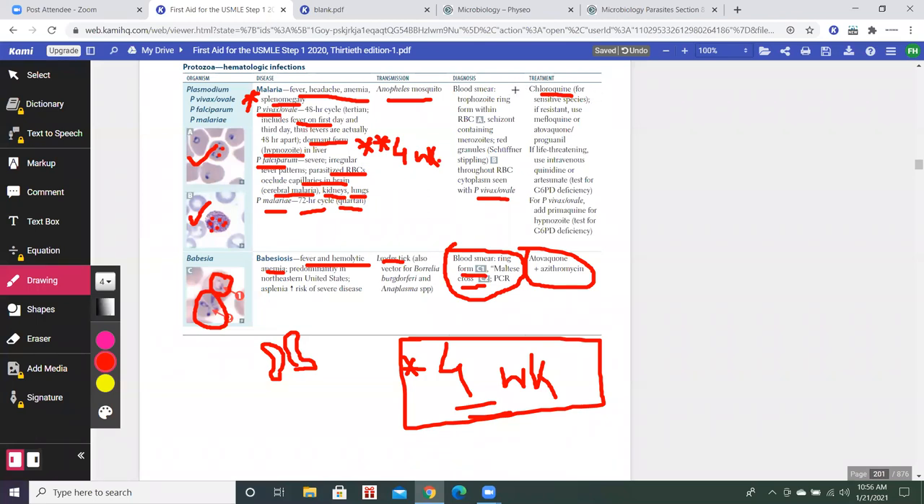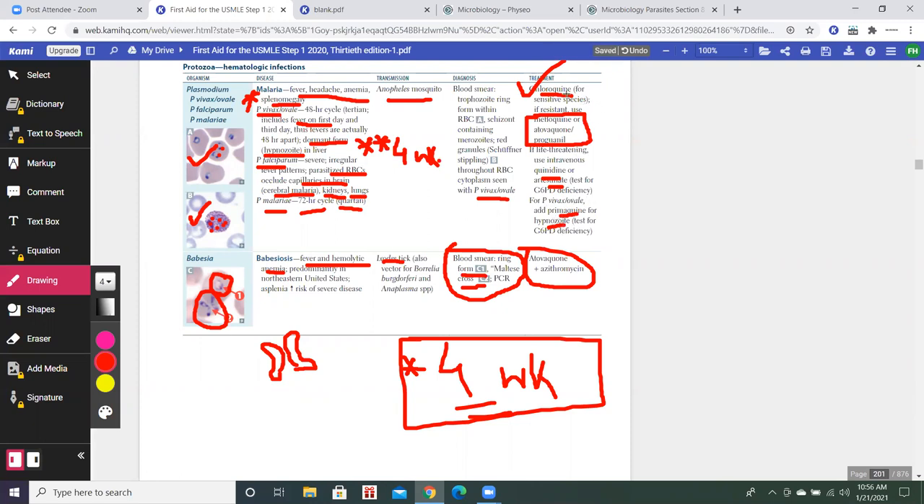So chloroquine should be exclusively prescribed for malaria. Chloroquine for sensitive species. If chloroquine is resistant, we can use mefloquine or atovaquone or proguanil. But number one drug of choice is chloroquine. If chloroquine doesn't work, then we can give mefloquine or atovaquone or proguanil. If it's a life-threatening infection, we can use intravenous quinine or quinidine or artesunate. And for Plasmodium vivax and ovale, we can give primaquine for hypnozoites. Primaquine for hypnozoites.